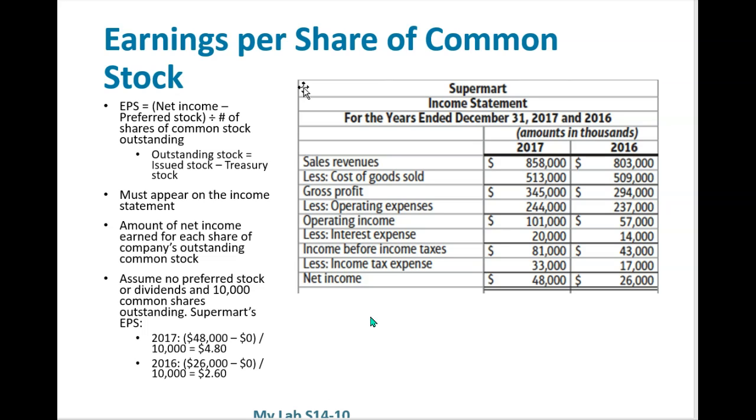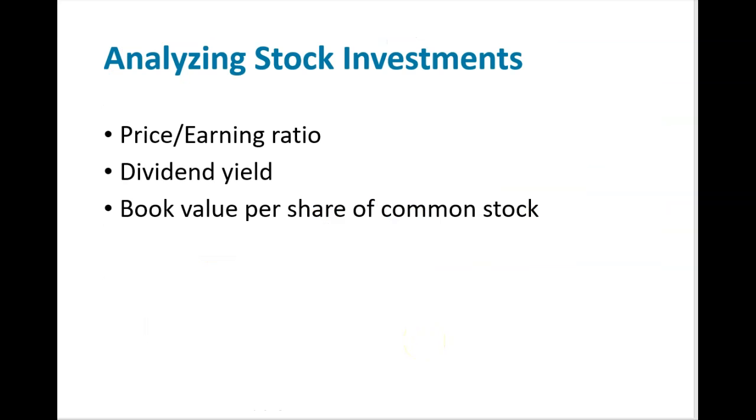Tricky number. There's a lot of accounting research on whether or not this number has any value, if it has any information content. I'm not sure it does, but EPS in this case would be 48,000 divided by 10,000, because we assume no preferred stock or dividends and 10,000 common shares. In the prior year, 2016, it was 26,000 divided by the 10,000. The shares didn't change.